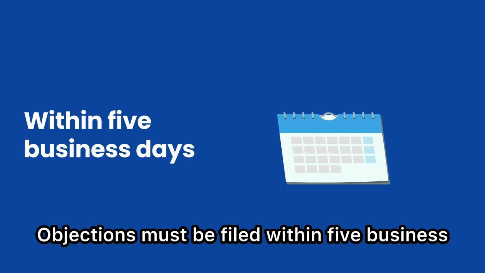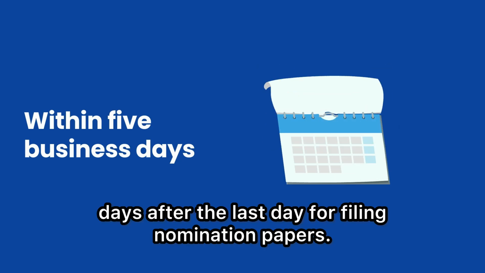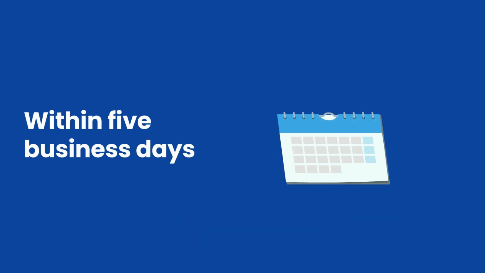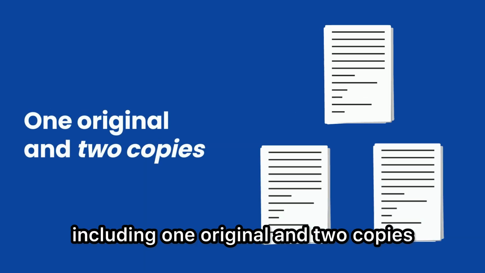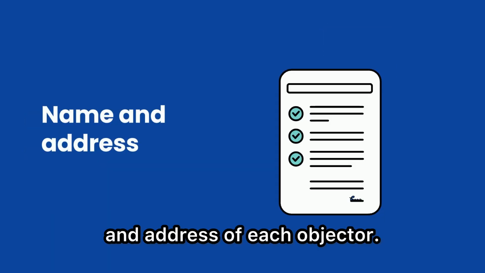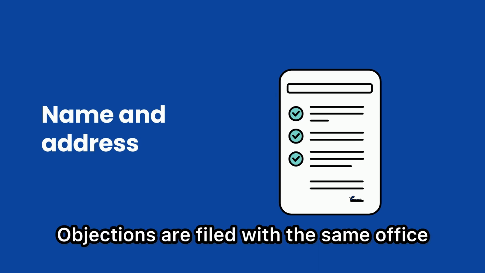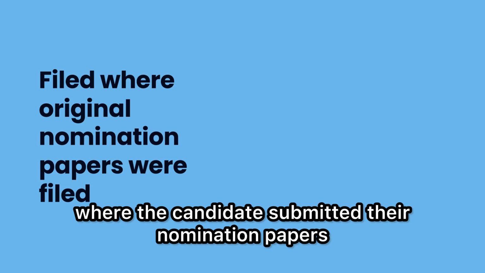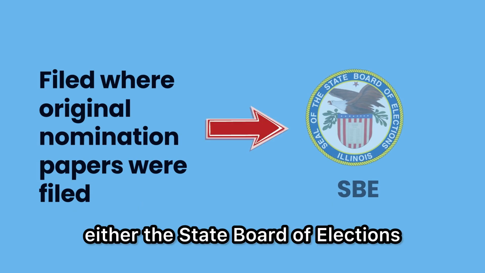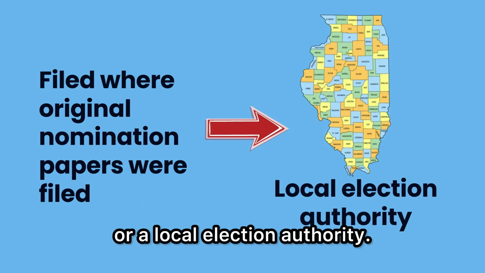Objections must be filed within 5 business days after the last day for filing nomination papers. They must be in writing, including 1 original and 2 copies, and list the name and address of each objector. Objections are filed with the same office where the candidate submitted their nomination papers, either the State Board of Elections or a local election authority.